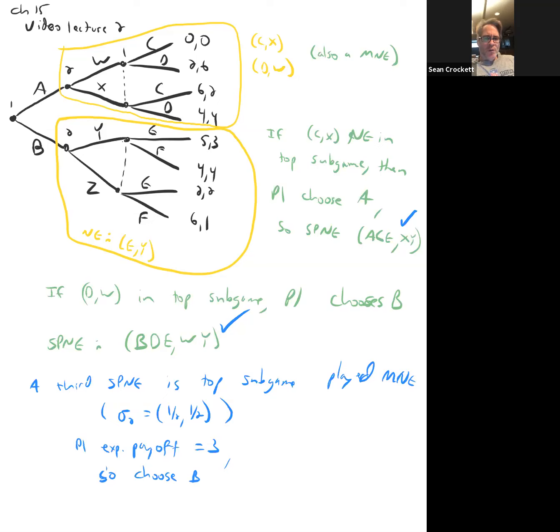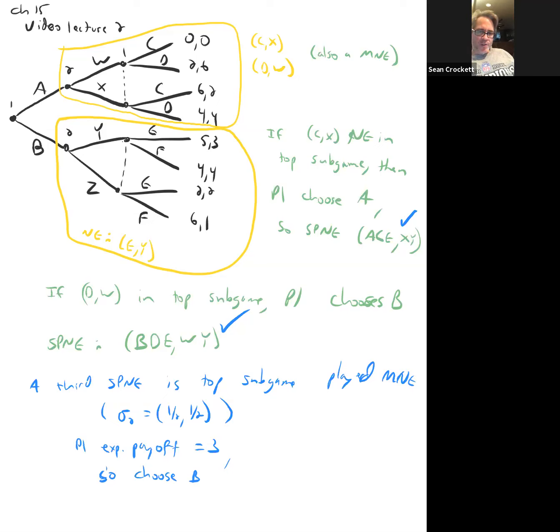So CX, FZ. If player one is picking F in the bottom subgame, if player one picks F, player two won't choose Z, she would pick Y.